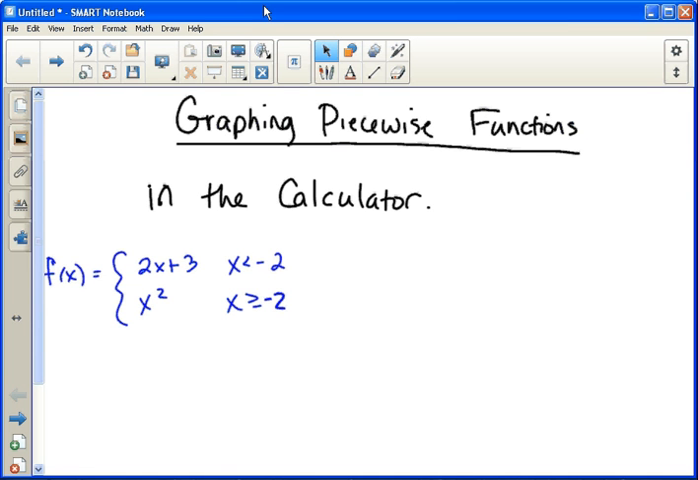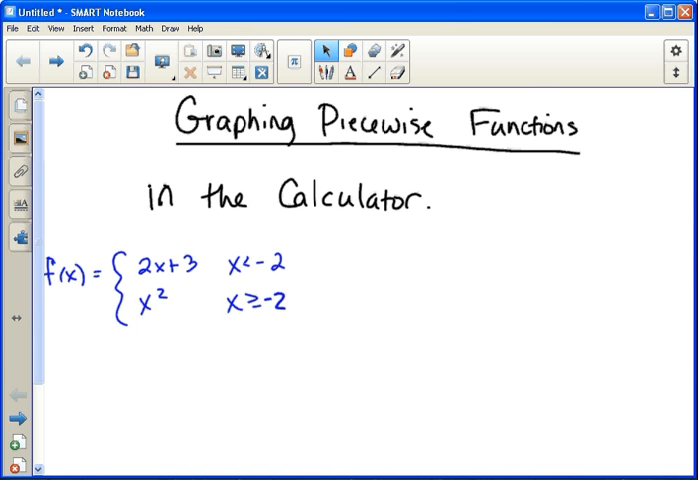Hi friends. So we've looked at graphing piecewise functions by hand, like using graph paper and that type of thing. Now I want to show you how you can use your calculator to graph a piecewise function. So you see I have one here, 2x plus 3 when x is less than negative 2, or x squared when x is greater than or equal to negative 2.